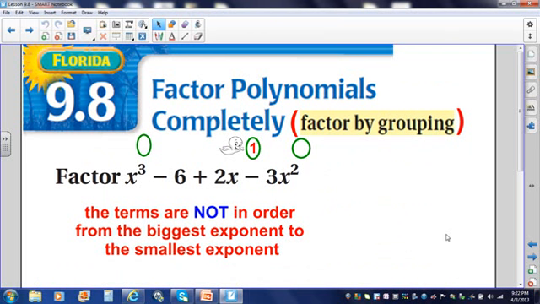Today's podcast is going to be on lesson 9.8. We are wrapping up factoring, and today's podcast we're talking about factoring by grouping. So if you would, please take a moment to write down this polynomial, x cubed minus 6 plus 2x minus 3x squared.